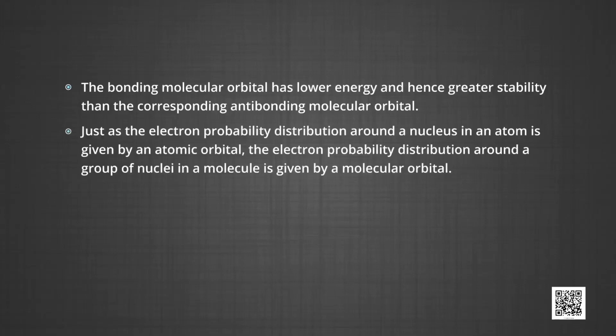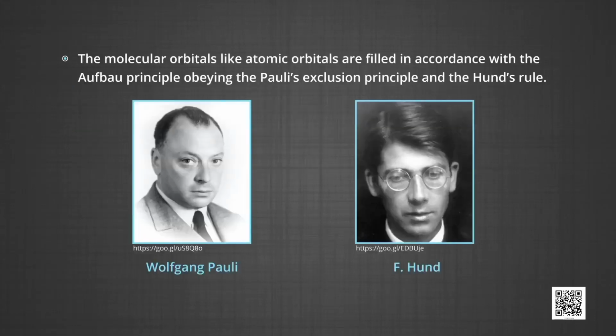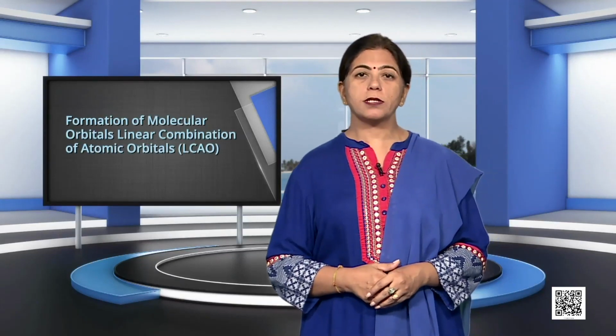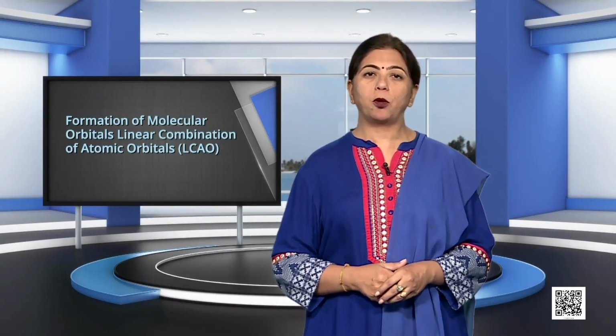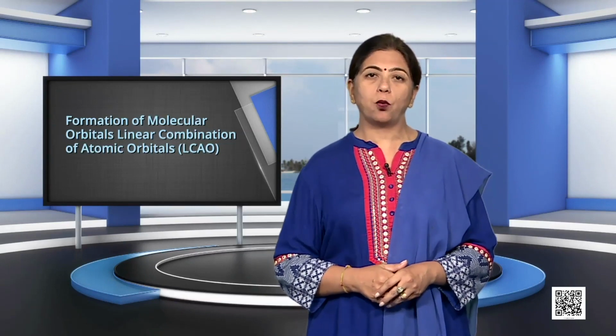Just as the electron probability distribution around a nucleus in an atom is given by an atomic orbital, the electron probability distribution around a group of nuclei in a molecule is given by a molecular orbital. The molecular orbitals, like atomic orbitals, are filled in accordance with the Aufbau principle, obeying the Pauli's exclusion principle and the Hund's rule. Formation of molecular orbitals: linear combination of atomic orbitals, that is LCAO.